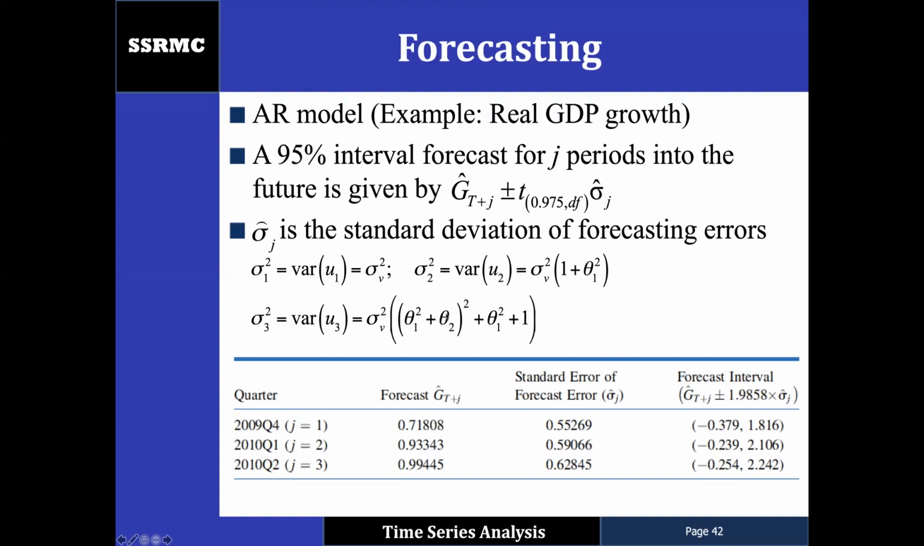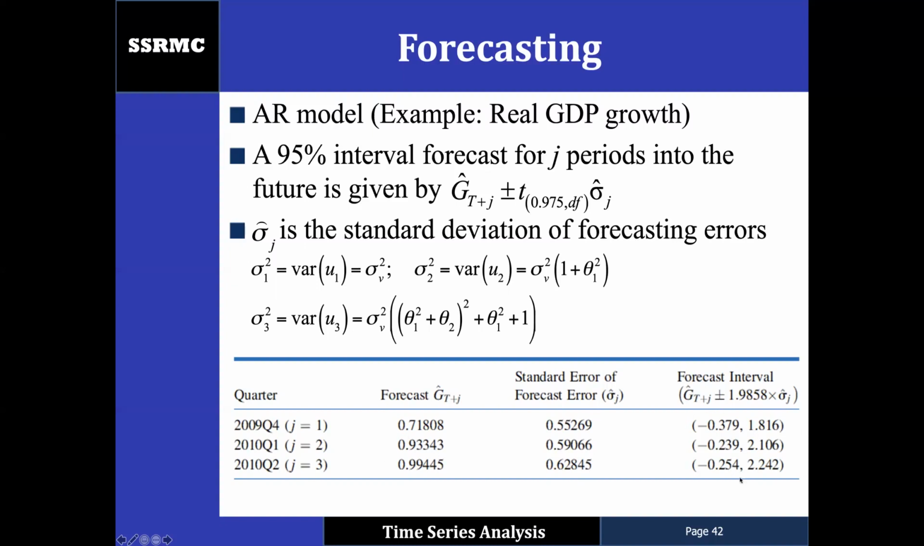Here, theta 1 and theta 2 are simply the correlation coefficients corresponding to GT minus 1 and GT minus 2 on the previous slides. The good news is software can calculate those standard deviations and the forecast intervals quite efficiently for us. So we have the forecast over there. That's the estimated value based on the calculation on the previous slide. Then we can calculate the forecast intervals for each one of them.